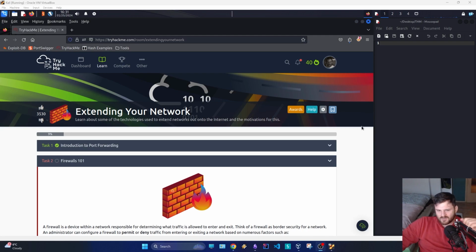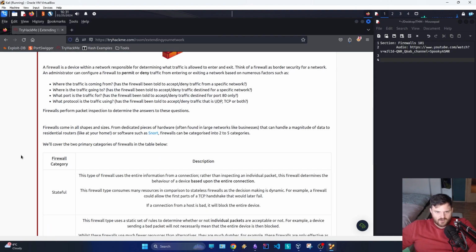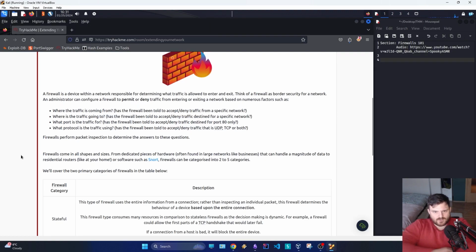But we will learn about firewalls. A firewall is a device within a network responsible for determining what traffic is allowed to enter and exit. Think of a firewall as border security for a network. An administrator can configure a firewall to permit or deny traffic from entering or exiting a network based on numerous factors, such as where the traffic is coming from.